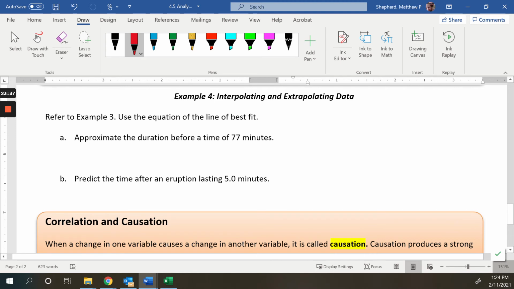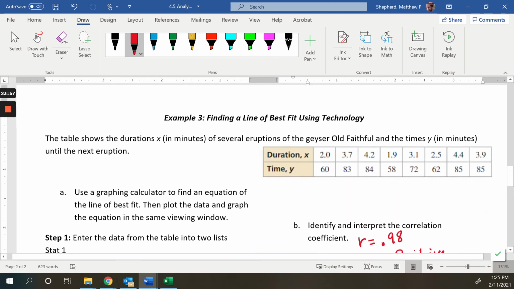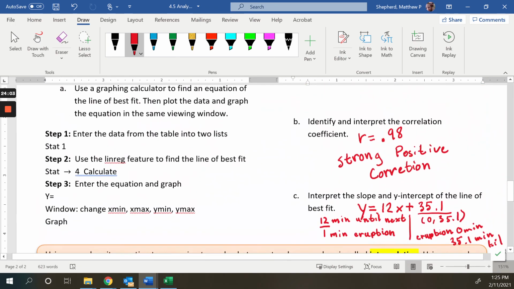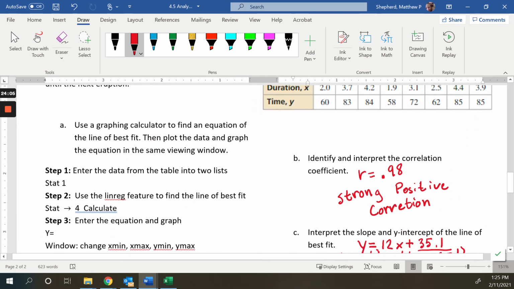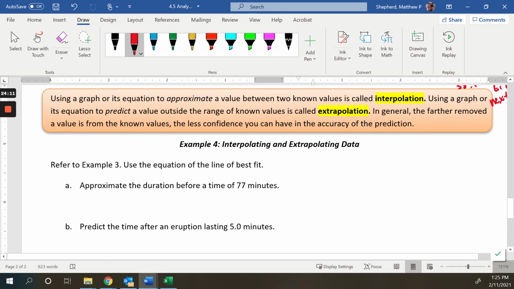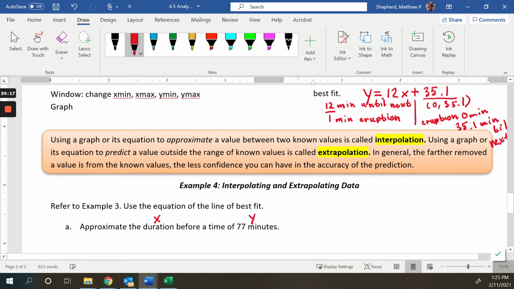So let's go ahead and do a bit of that. We're going to use our data from example 3. We're going to use our equation for the line of best fit, and we are going to do an extrapolation and an interpolation. So they want to approximate the duration of an eruption, x, before a time of 77 minutes. So we're saying it took 77 minutes before it erupted again. Now, it's important to pay attention to which one is x and y. We are searching for the duration x, and they gave us y.